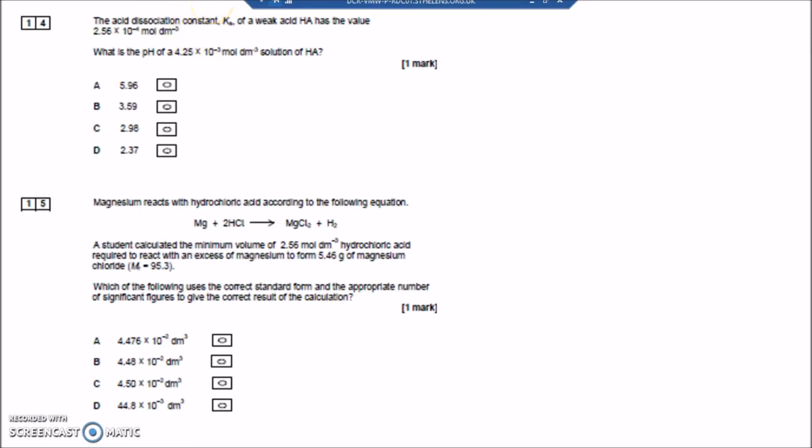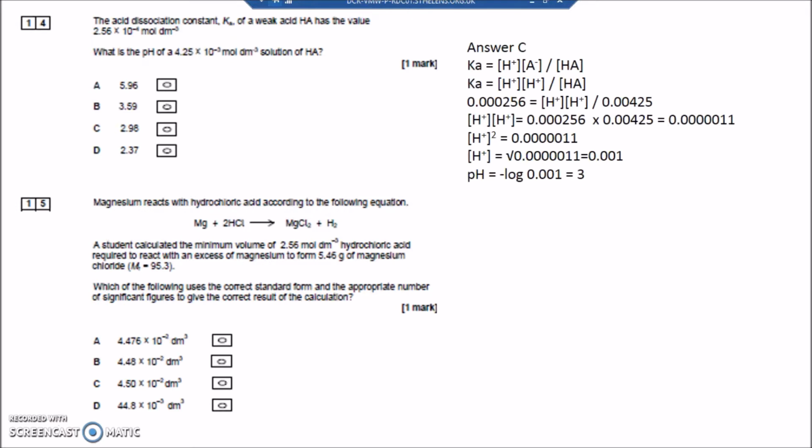Question number 14. The acid dissociation constant Ka of a weak acid HA has a value of 2.56 times 10 to the minus 4. What's the pH of 4.25 times 10 to the minus 3 mole per decimeter cube solution of HA? Right, the first thing I think I need to do is write an expression for Ka. So Ka is H plus concentration multiplied by A minus concentration divided by HA concentration, because HA produces H plus and A minus. That's the acid dissociation constant for HA.